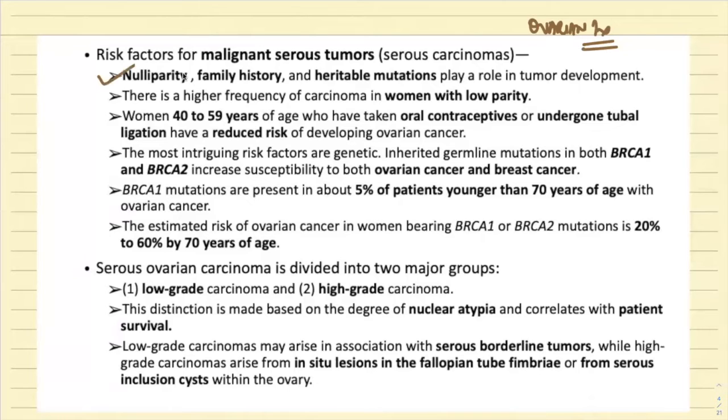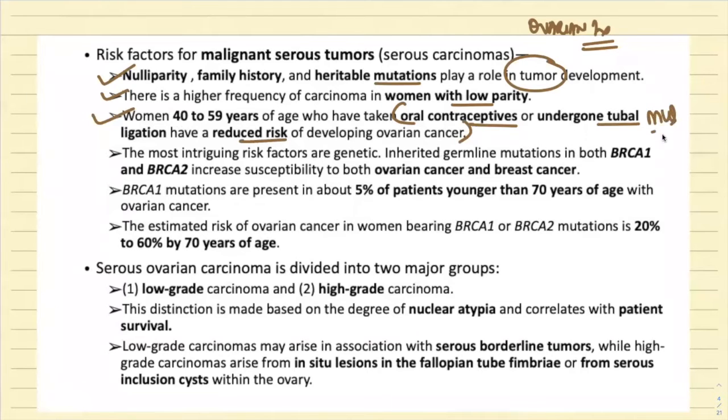So nulliparity, family history of carcinoma, and heritable mutations in the past are risk factors for tumor development. Women who have low parity, which means they do not have children, they are married but they are not bearing a child. Women in the 40 to 59 years age group who have taken oral contraceptive pills or have undergone tubal ligation have a reduced risk of developing ovarian carcinoma.